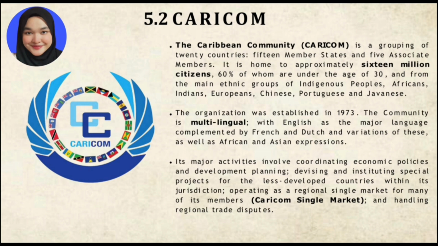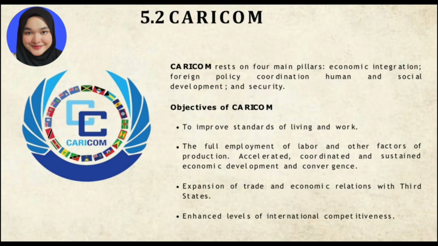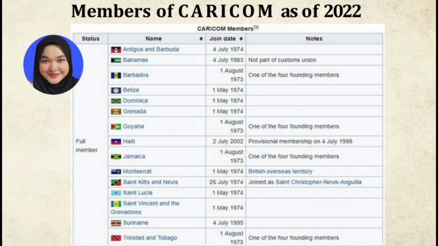Its major activities involve coordinating economic policies and development planning, devising and instituting special projects for the less developed countries within its jurisdiction, operating as a regional single market for many of its members, which is called the CARICOM Single Market, and handling regional trade disputes. CARICOM rests on 4 main pillars: economic integration, foreign policy coordination, human and social development, and security. The objectives of CARICOM are to improve standards of living and work, the full employment of labor and other factors of production, accelerated, coordinated, and sustained economic development and convergence, expansion of trade and economic relations with third states, and enhanced levels of international competitiveness. Here are the members of CARICOM as of 2022.